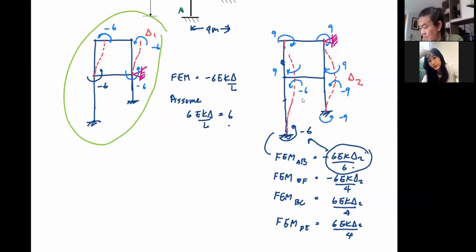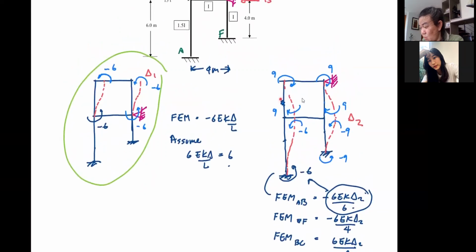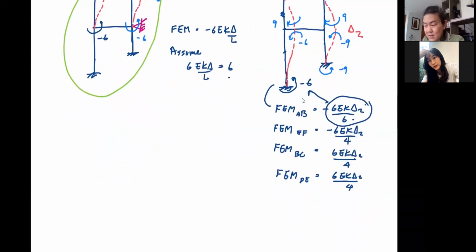So if I assume 6EI delta 2 over 6 for this equals minus 6, the rest is 6EI delta 2 over 4 because they are 4 meters long. They should produce a resisting moment 50% greater. If this is minus 6, the rest should be minus 9 here. Take a closer look at these two members on top. Because the sway is here, these two members will rotate counterclockwise, sorry, so the resisting moment will be in the clockwise direction. That's a major issue.